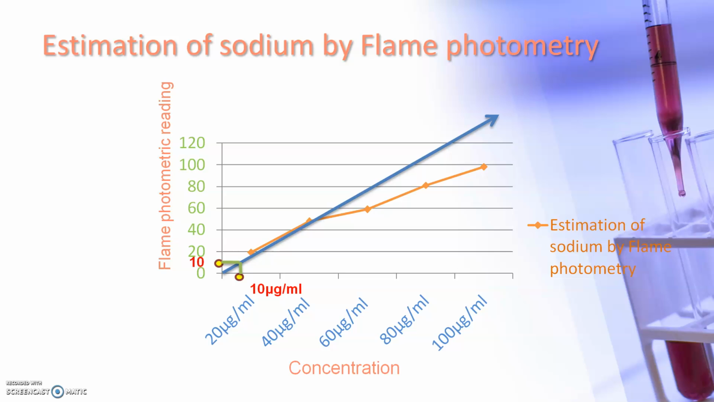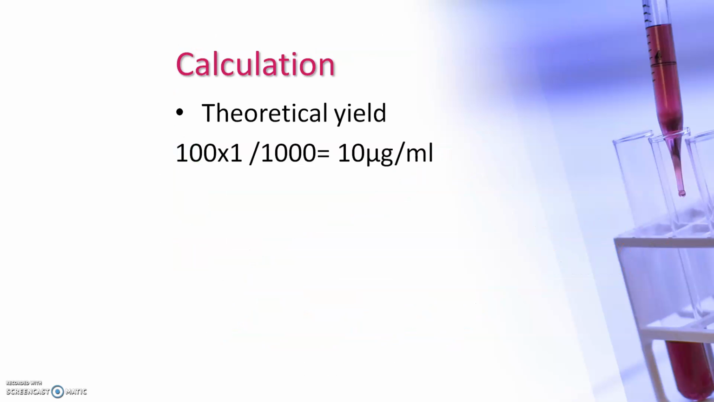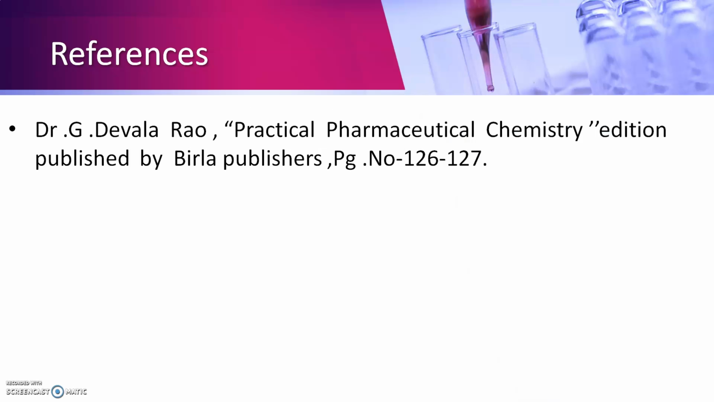Already we discussed this part in our earlier calibration curve method for different instrumental methods for the determination of concentration. We can also do the calculation theoretically: 100 into 1 upon 1000 is equal to 10 microgram per ml.